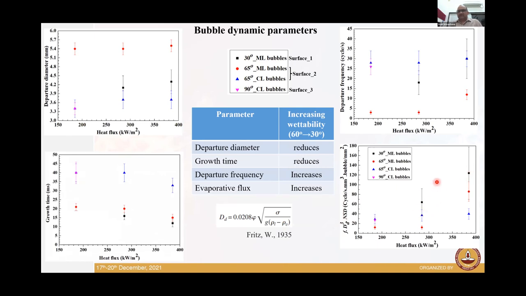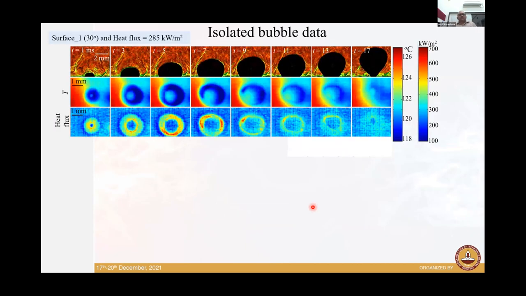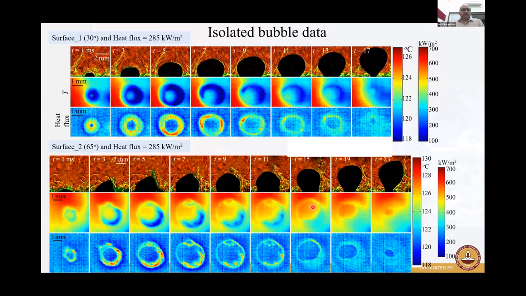The highest level of heat fluxes was observed for 30 degree micro layer bubbles, that is surface one, the surface which had the highest wettability characteristics. So these are the thermal signatures along with the Rainbow Schlieren data for surface one. The evidence or the possible signatures of micro layer driven plus contact line evaporation can be seen because you have a relatively thicker layer in this outer peripheral ring. Whereas when it comes to a slightly hydrophobic surface, the thickness is relatively low. That means it is purely a contact line driven evaporation mechanism.